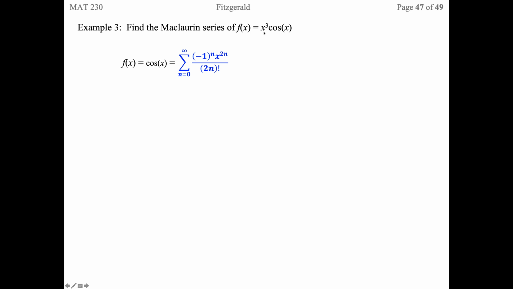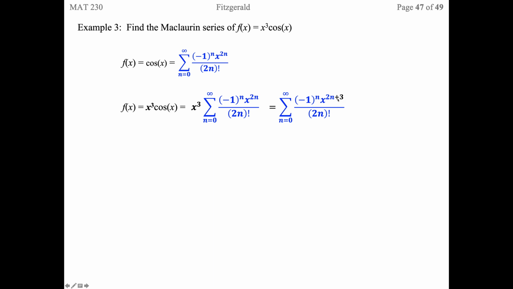Okay, multiply x to the third to cosine x, then multiply x to the third to the Maclaurin series that we established. Easy money. Well, if we multiply x to the third up to this x to the 2n, we're going to have to add a 3 to it because we're going to add our exponents. And there's our Maclaurin series.